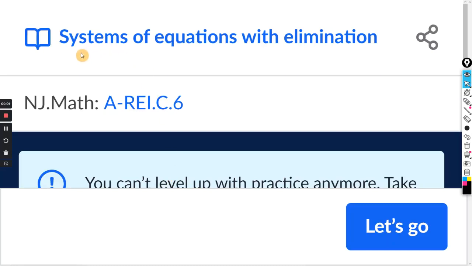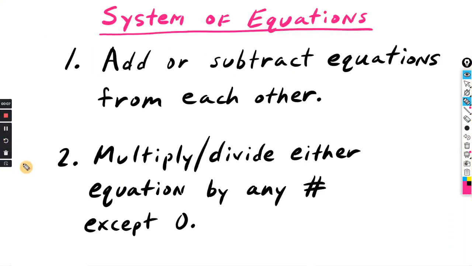This will be for the con exercise, systems of equations with elimination. So there's basically two things you're allowed to do when you have a system of equations. Number one, you can add or subtract the equations from each other. And number two, you can multiply or divide either equation by any number except 0.